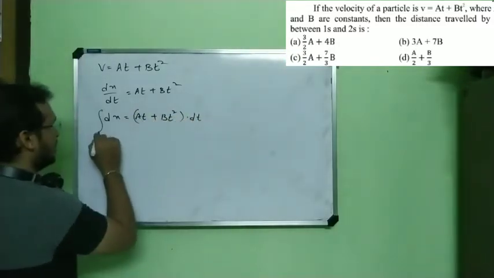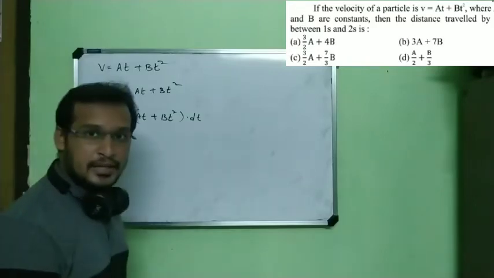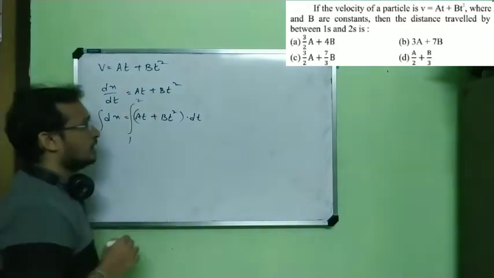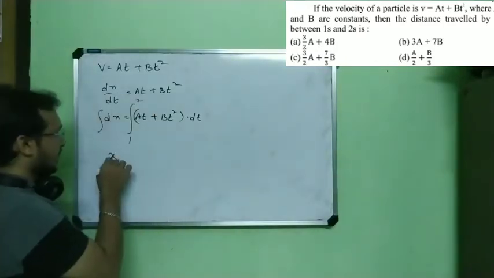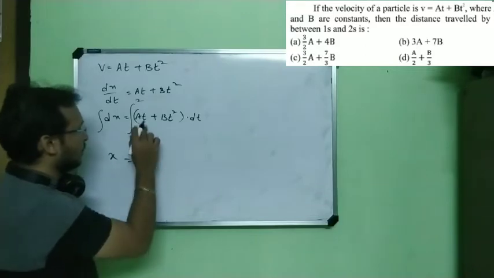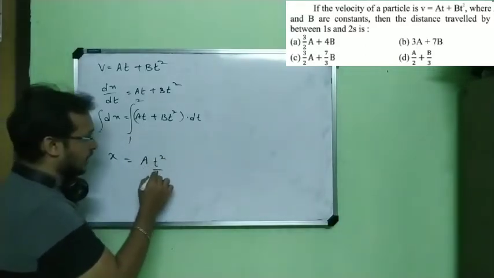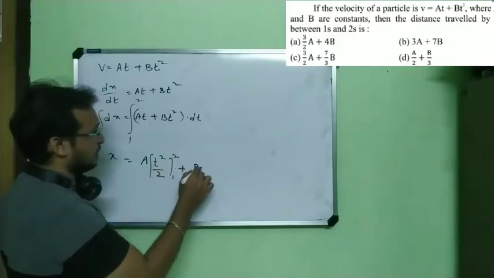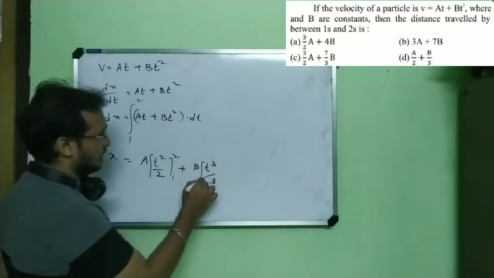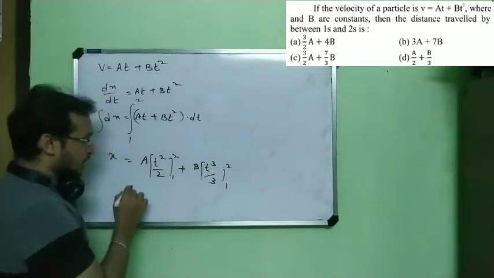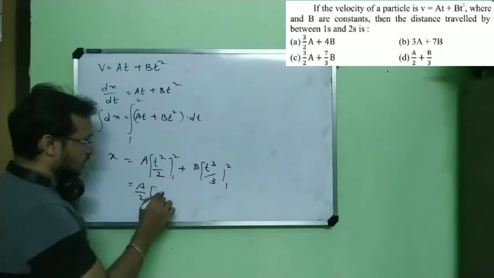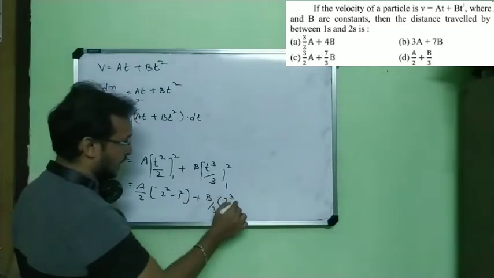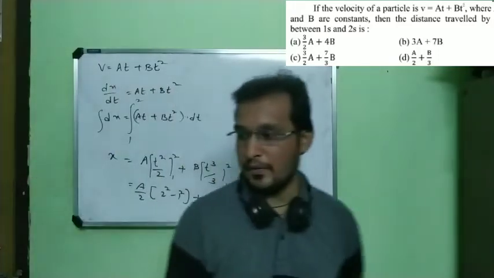So what is the total distance? To get the total distance, you have to integrate, where t is varying from 1 to 2. Simple. Integrating dx, you will get x equal to a into t square by 2 varying from 1 to 2, plus b into t cube by 3 varying from 1 to 2. Take a by 2 outside, you will get 2 square minus 1 square, plus b by 3 into 2 cube minus 1 cube.